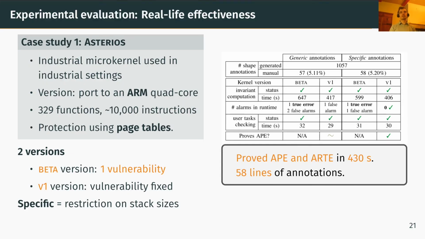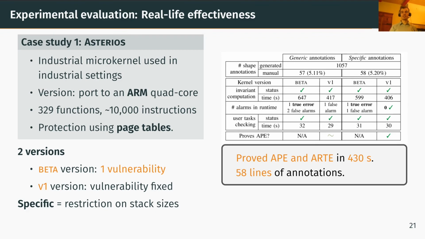We evaluated the real-life effectiveness of our technique by verifying an unmodified industrial microkernel called Asterios. We verified a port of Asterios for the ARM architecture, consisting in about 10,000 instructions, and the memory protection it uses is page tables. In order to avoid an imprecision in our type-based analysis, we had to assume that all tasks use the same stack size, which is the default, and we analyzed two versions of the kernel.